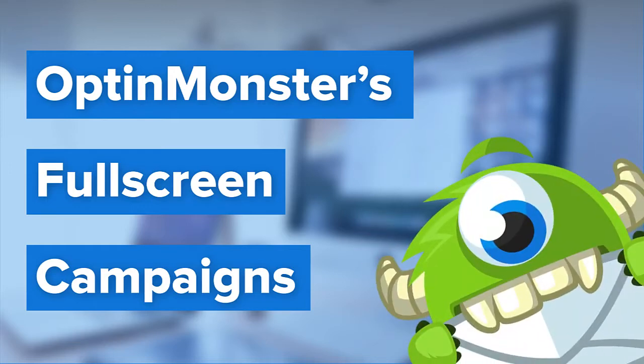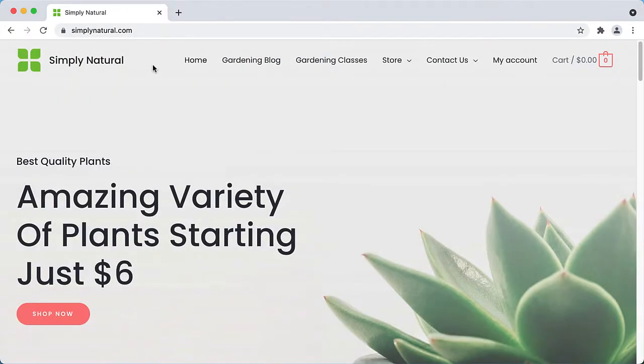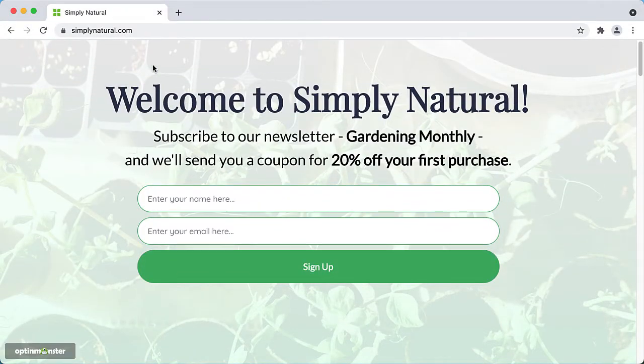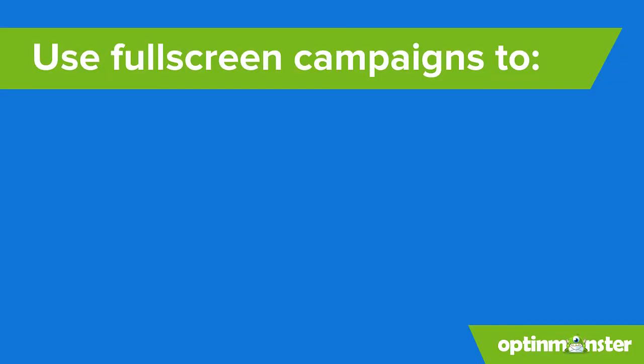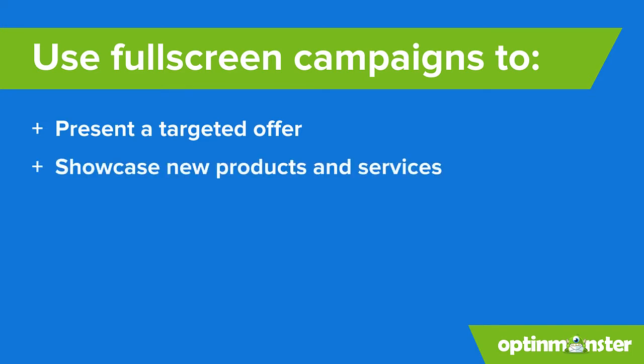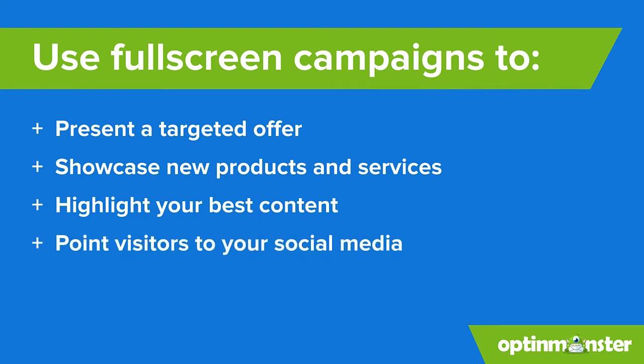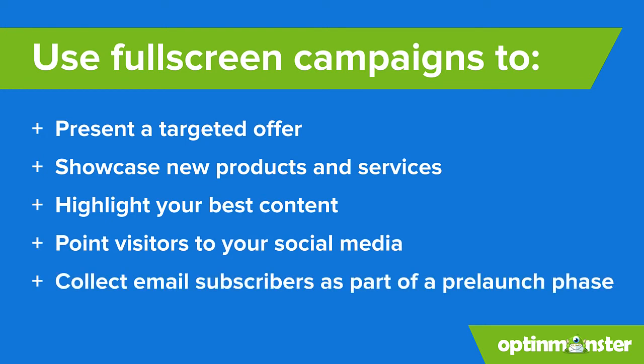Did you know that up to 70% of the people who visit your site never come back? But with OptinMonster's full-screen campaigns, you can grab your visitors' attention with a targeted message to reduce abandonment and build your email list. Our full-screen campaigns help visitors connect with and remember your brand. For example, you can present a targeted offer, showcase new products and services, highlight your best content, point visitors to your social media, or collect email subscribers as part of a pre-launch phase.